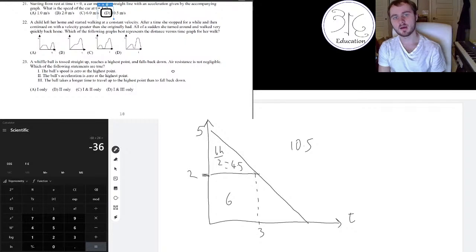Okay, so 2: a child left her home and started walking at a constant velocity. After a time, she stopped for a while, then continued on with a velocity greater than what she originally had. All of a sudden, she turned around and walked very quickly home. Which of the following is our distance versus time graph?